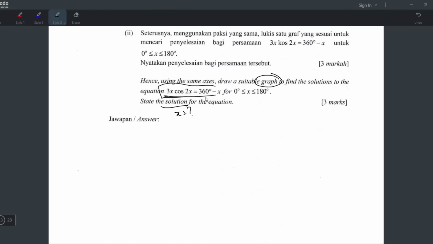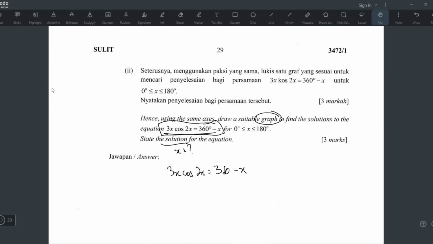So this is the equation yang dia bagi. Let's write down. Okay, but we do know something, right? When we want to draw the new graph inside, we have to get the equation of the graph first. Okay. So we have to jadikan supaya dia ada y lah. Ya, kita kena jadikan supaya ni ada y. So macam mana nak jadi ada y?